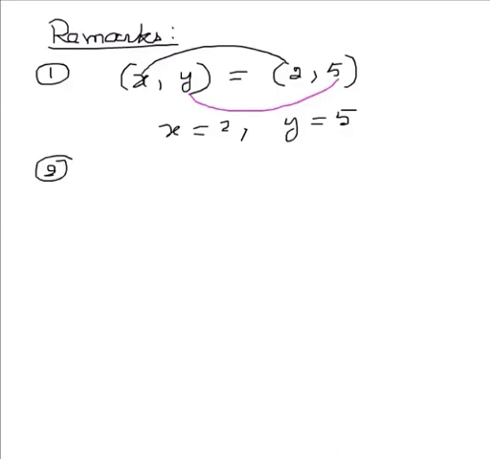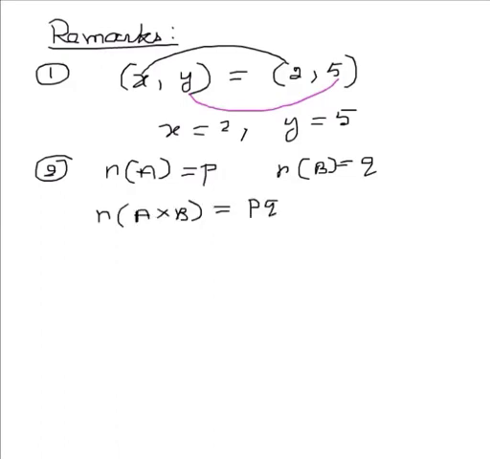If there are p elements in set A, so the number of elements in set A is p, and the number of elements of set B is q, say. Then how many elements will be there in the Cartesian product of A and B? p into q. The number of elements of B cross A is also q into p, which is equal to p into q.